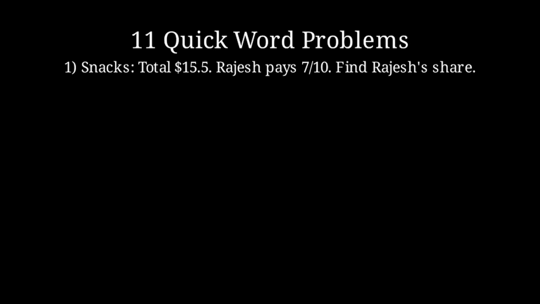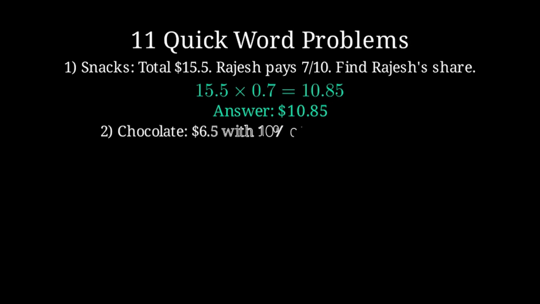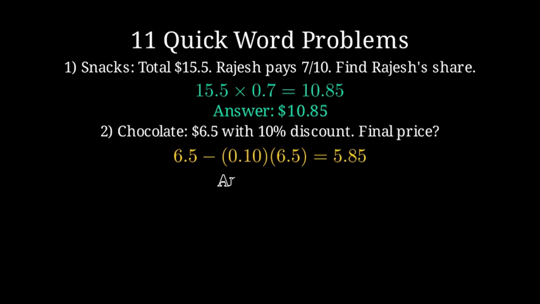Selly pays 3/10. Rajesh pays 7/10. We need Rajesh's share. We multiply 15.5 by 0.7. The result is $10.85.